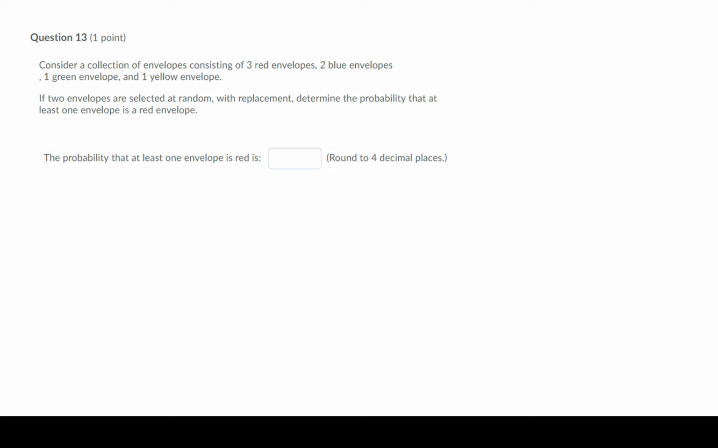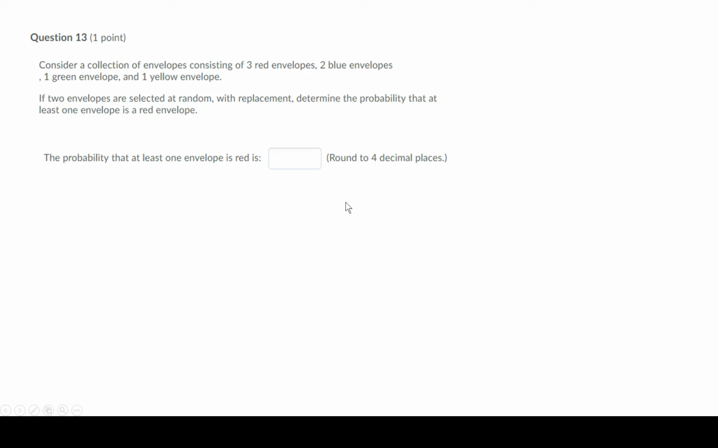So consider a collection of envelopes consisting of 3 red envelopes, 2 blue envelopes, 1 green envelope, and 1 yellow envelope. If 2 envelopes are selected at random with replacement, determine the probability that at least 1 envelope is a red envelope. So the probability that at least 1 envelope is red is.